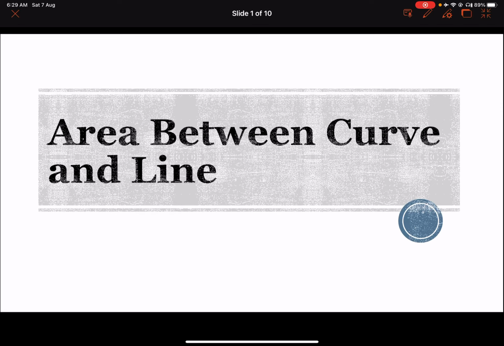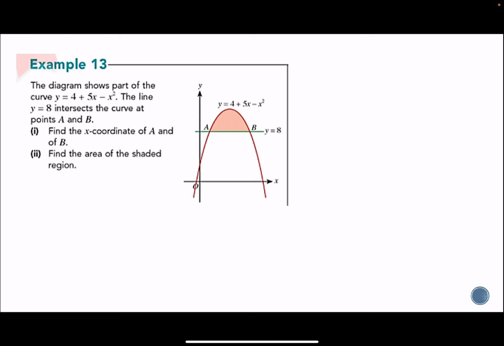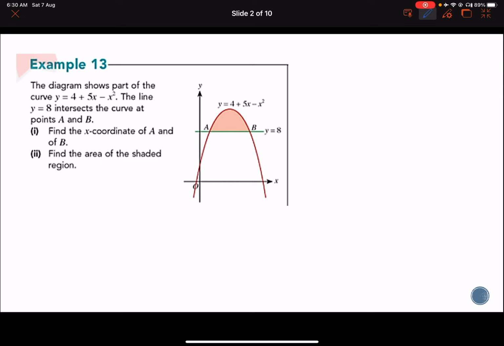Alright, today we're going to look at area between a curve and a line. So this makes use of the topic of integration. Alright, so I'm just going to go to the next slide. Okay, so from here, you can actually see that the area that we wanted is actually the one in pink here.